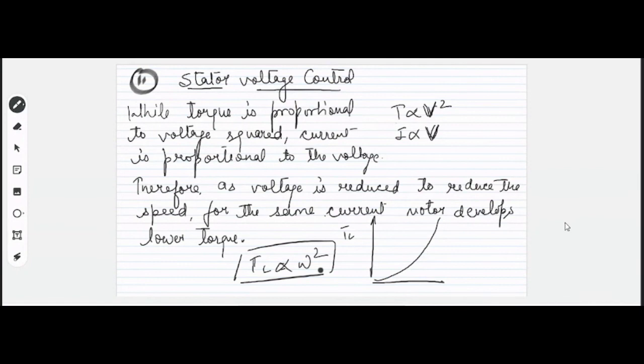That means with the decrement in the speed, your torque demand is going to decrease. With the increment in the speed, it is going to increase. So this method of stator voltage control is more suitable for loads where the load demand decreases with the speed, and that is the pump load.